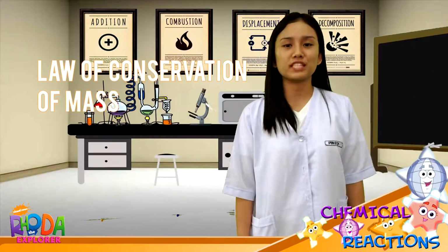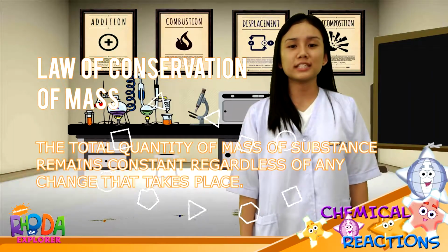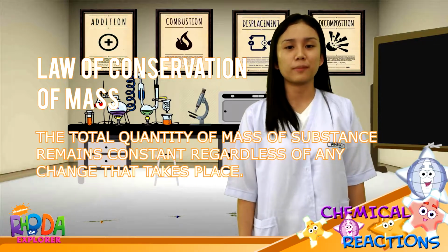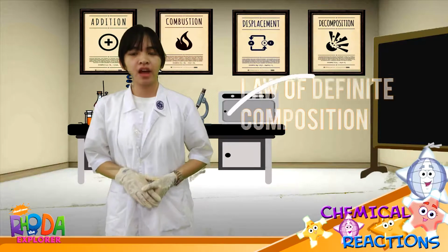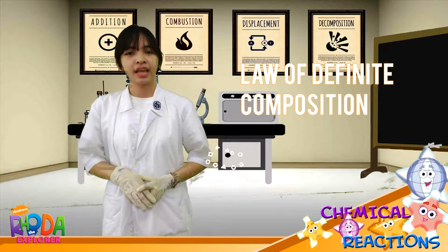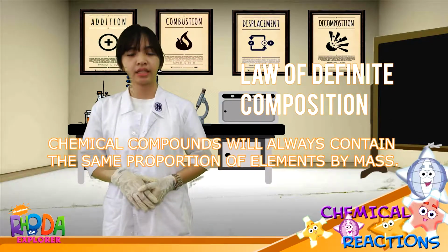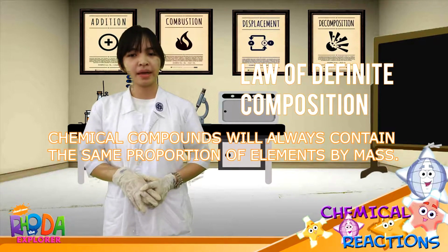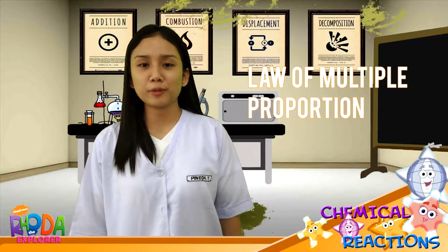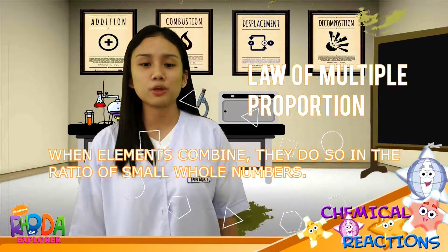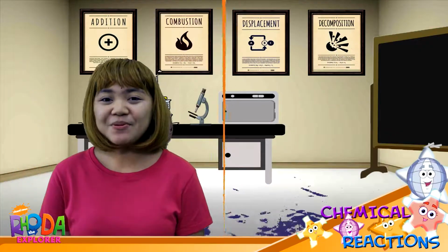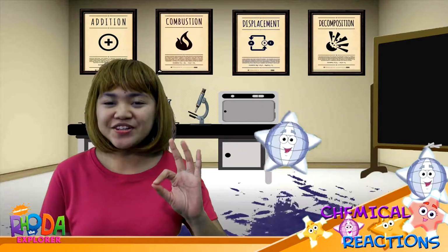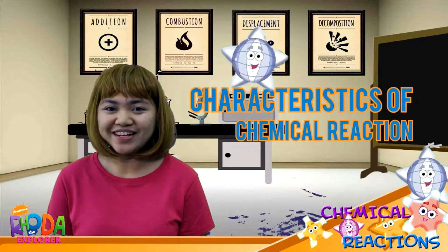The law of conservation of mass states that the total quantity of the mass of a substance remains constant regardless of any change that takes place. And the law of definite composition states that chemical compounds will always contain the same proportion of elements by mass. While the law of multiple proportions states that when elements combine, they do so in the ratio of small whole numbers. Now we will move on to the third star, which contains the characteristics of chemical reaction.